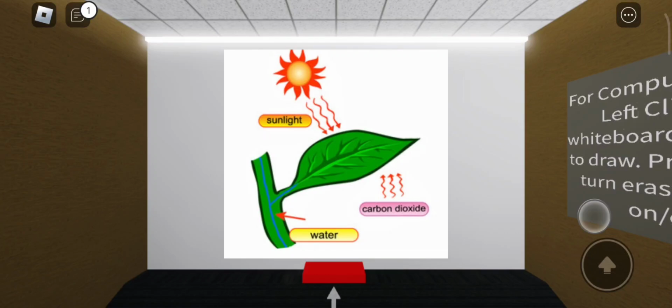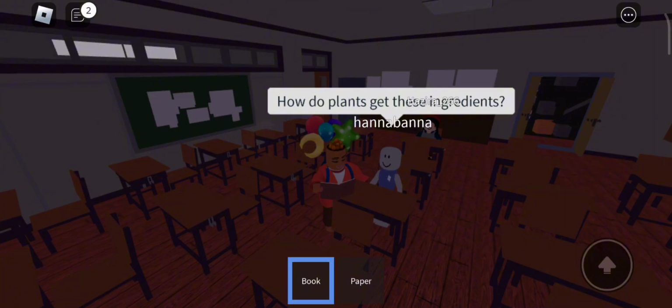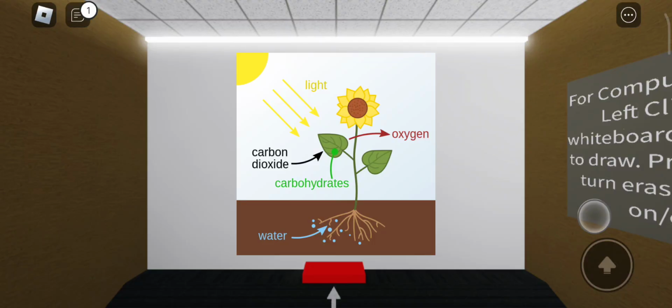Plants require three main ingredients for photosynthesis, which are sunlight, water, and CO2. How do plants get these ingredients? Sunlight is absorbed through the plant's leaves, water is taken up from the roots of the soil, and CO2 enters the leaves through tiny openings called stomata.